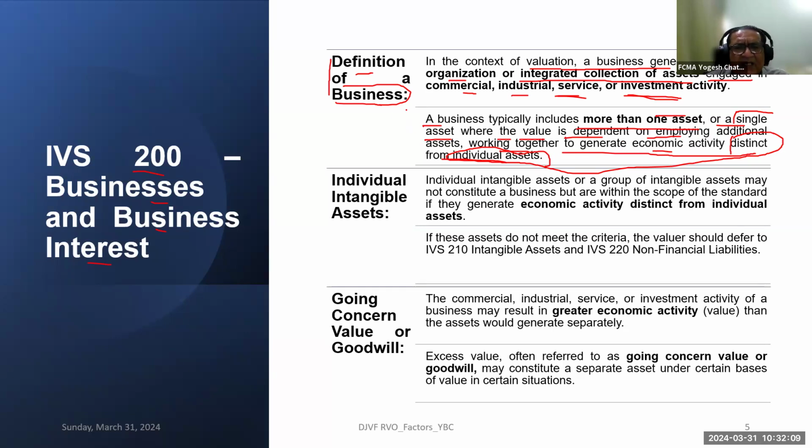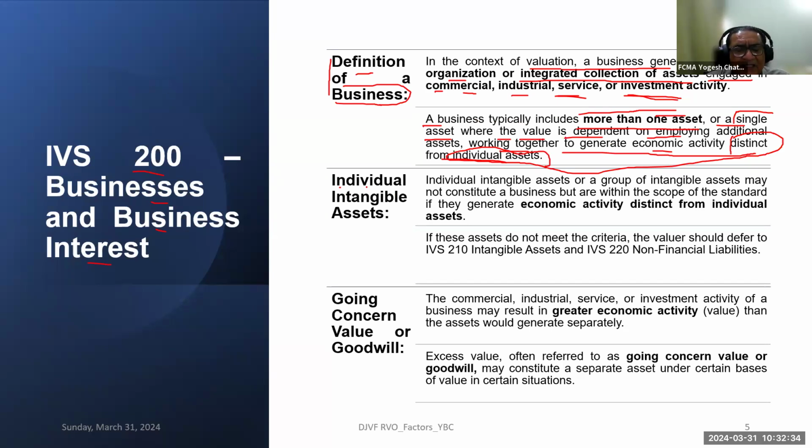Mainly, for business, we can conclude that we have four types of enterprises: the commercial, industrial, service, and investment. And typically, that will include more than one asset working together to generate economic activity. So that will be regarded as a business.